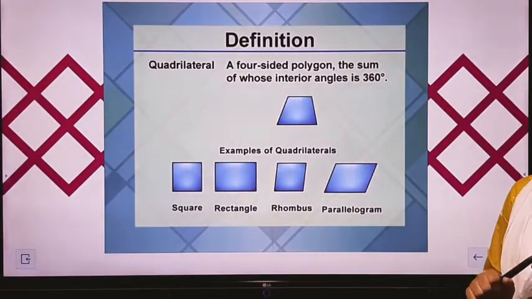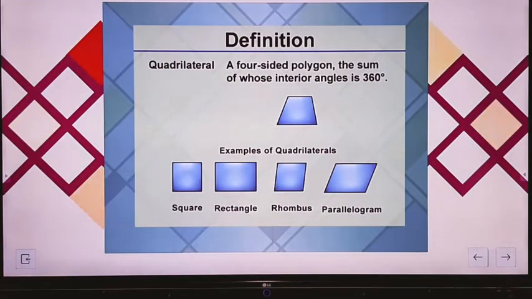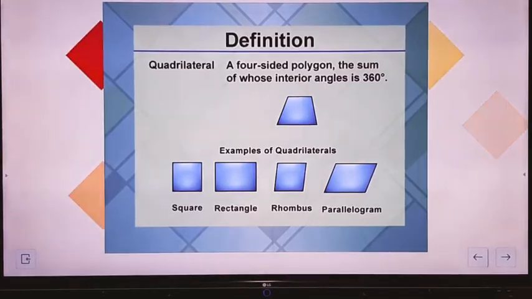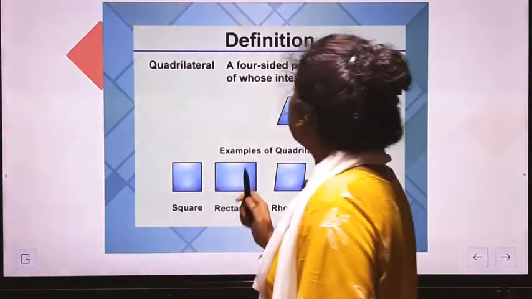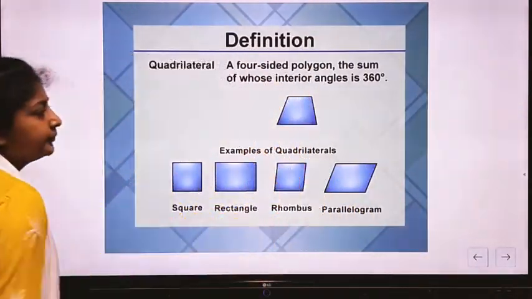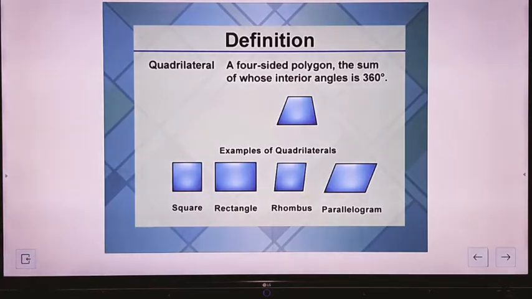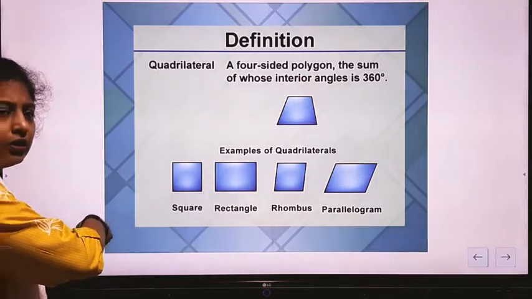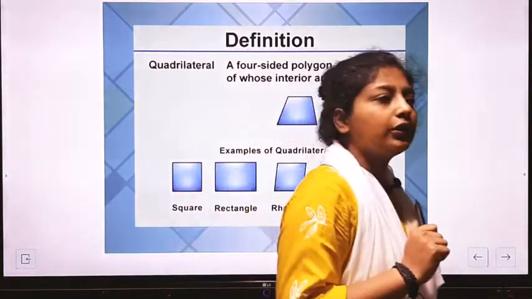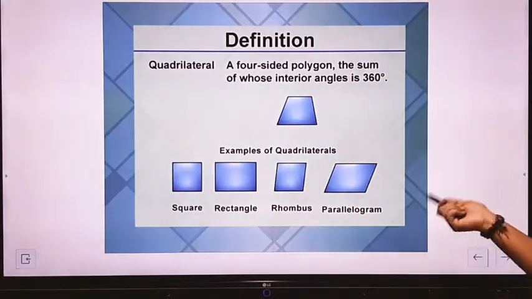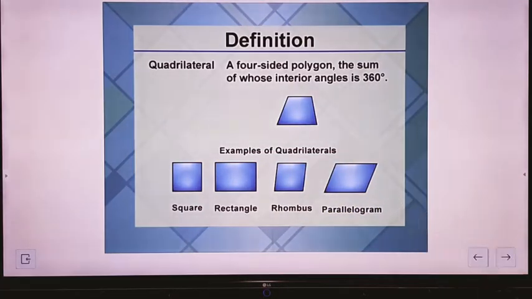Next, we have a quadrilateral. What is a quadrilateral, beta? You might have studied this in the junior class. A quadrilateral is a 4-sided polygon, the sum of whose interior angles is 360. Just now we saw the sum of the angles of a quadrilateral is equal to 360. Here also it is given. This is the definition of the quadrilateral. A 4-sided polygon is known as a quadrilateral.